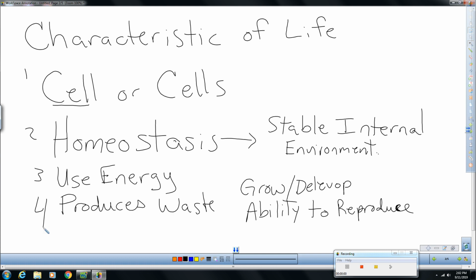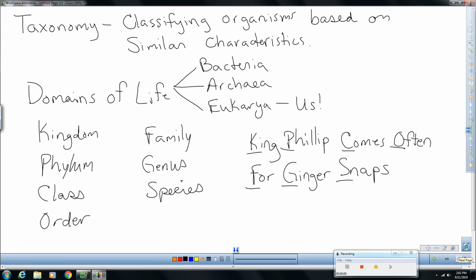Grow and develop. Obviously, organisms are going to grow, whether that's physically by size, and also develop over time. The ability to reproduce doesn't mean you have to reproduce. It doesn't mean that all organisms will live long enough to reach reproductive age, but to have that ability to reproduce. There are many other ones, responding to stimulus, those kinds of things that all fit into these characteristics of life.